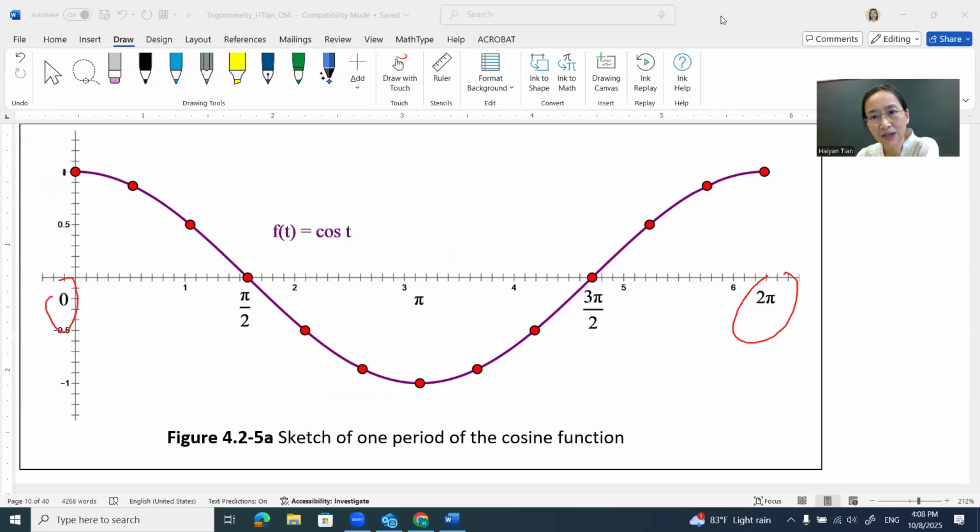But also, it is defined for all real numbers because this behavior will continue beyond this interval. So every 2 pi is just one complete cycle, and then the behavior will repeat itself. So we can draw the cosine curve on larger intervals. So let's take a look at two periods of the cosine curve.